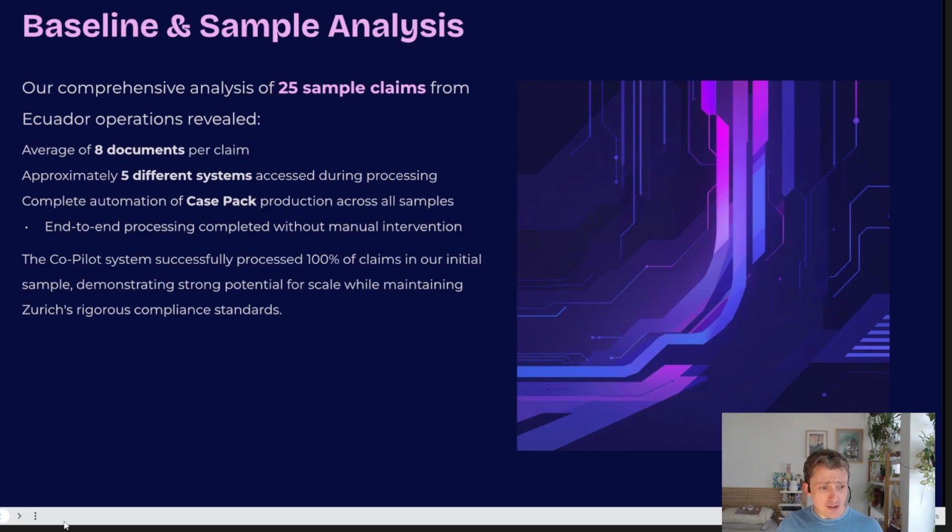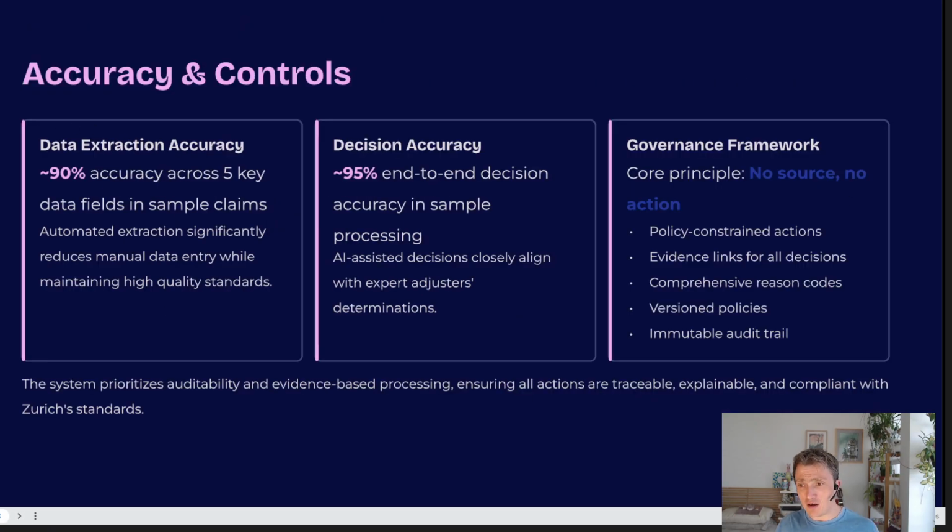So the results so far are that for all 25 claims sampled, the agent was able to produce a complete pack on all 25 cases and executed checks without manual help. The early evaluation that I ran shows that on 5 key data points, we got more than 90% accuracy for data extraction, and for decision accuracy, which is end-to-end decision, for this sample, we got 95% decision accuracy. I'd like to have decision accuracy all the way through. This is here only end-to-end.